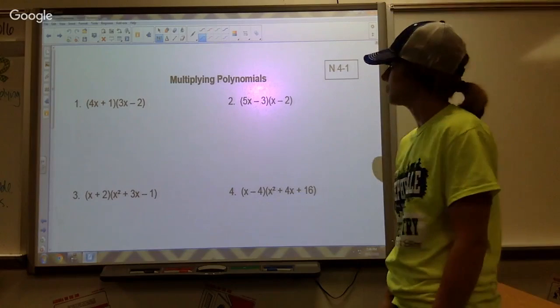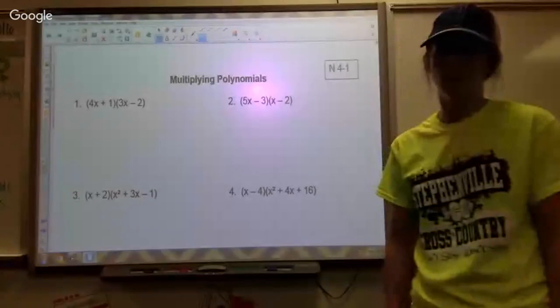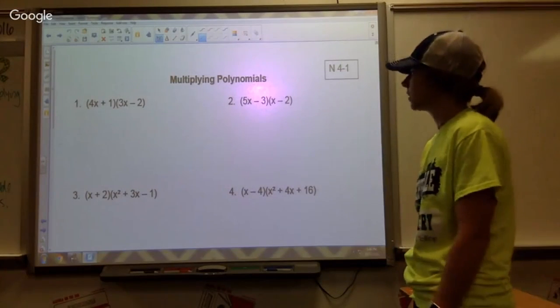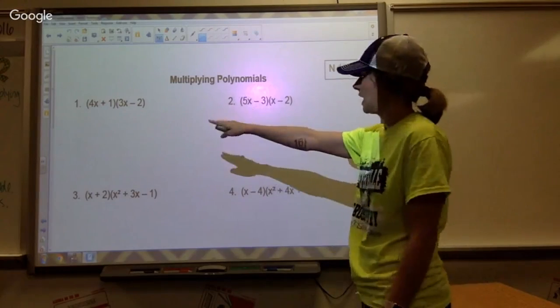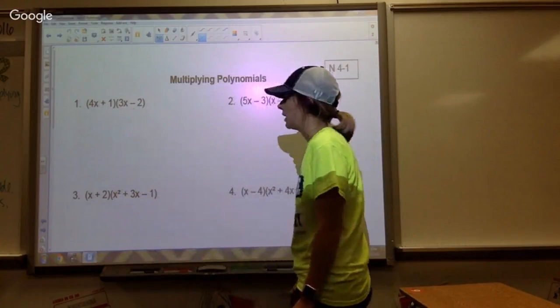Okay, so on 4.1, we're going to be multiplying polynomials. A polynomial is the sum of monomials, so it's more than one term, is what a polynomial means. So notice on number 1 and number 2, we have two terms, which is called a binomial times another binomial.